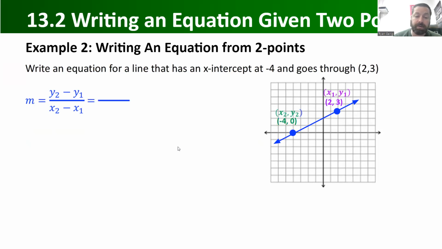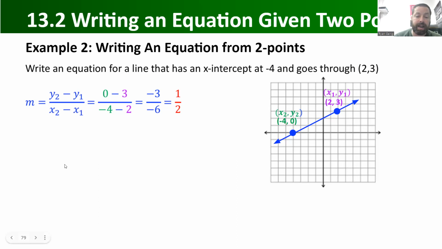Okay, so 0 minus 3 over -4 minus 2. That's -3 over -6. The 2 negatives cancel, and it reduces to positive 1/2. So my slope is 1/2. Now I'm going to use point-slope form here. I don't care which point you choose. Makes sense to choose really either one. They're both pretty good. But I'll choose the green one.